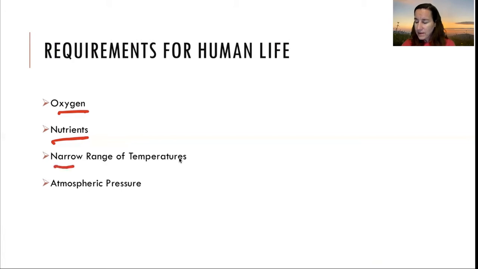We have a pretty narrow range of temperatures that we can survive in. And if we get too hot or too cold, both lead to death if we are outside of the range of temperatures. So we could be hyperthermic, where we talk about those marathon runners and they're getting really hot, so they're going to sweat and try and cool their body down. You don't want to be hyper.